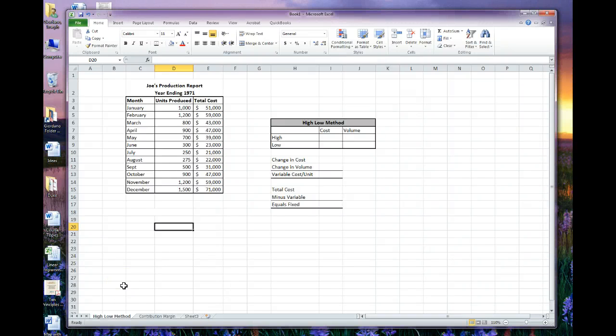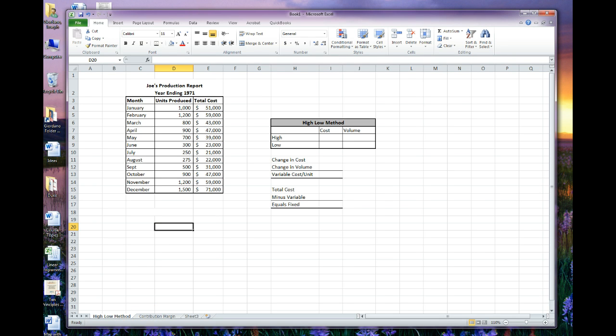We're sitting here looking at Chapter 20. I'm going to cover a couple of very quick concepts that are pretty important for Chapter 20. The first is going to be the high-low method for estimating your fixed and variable costs. You're going to see this in the book.